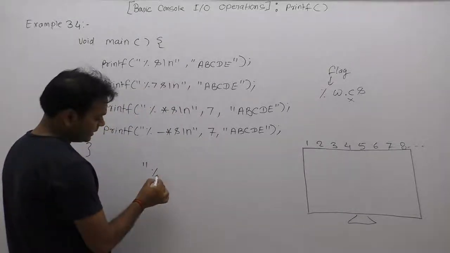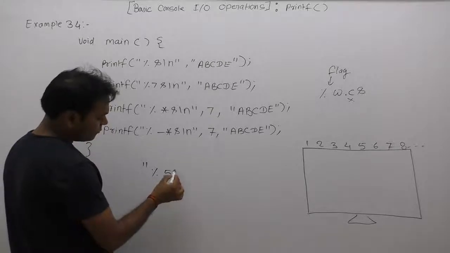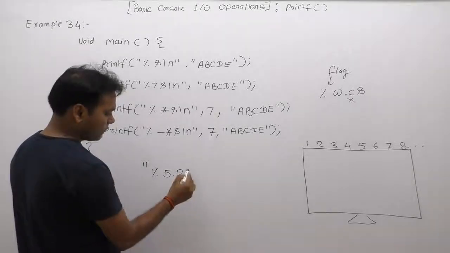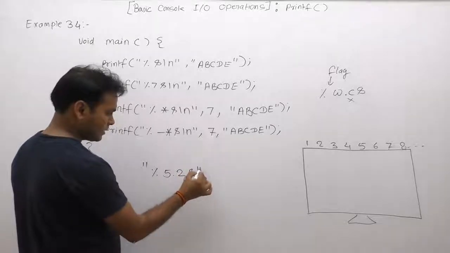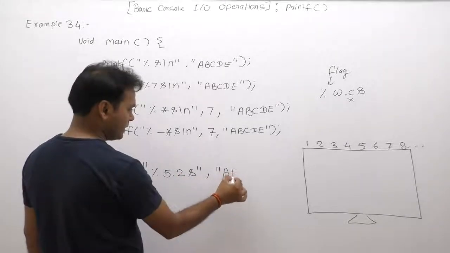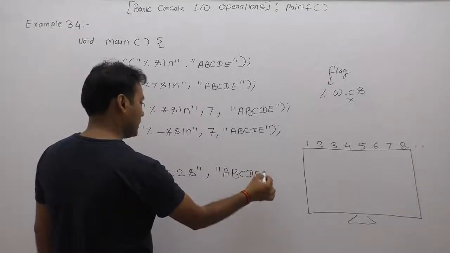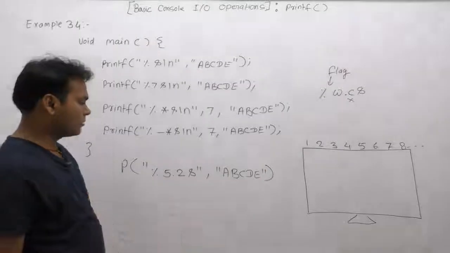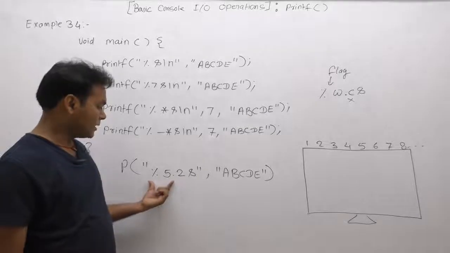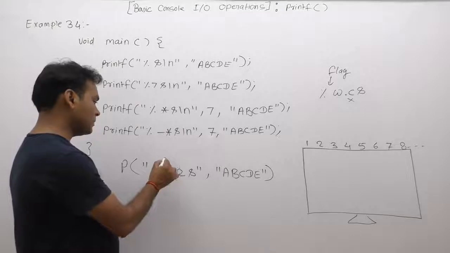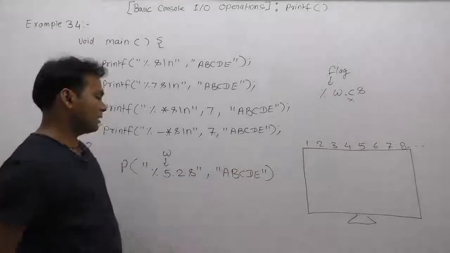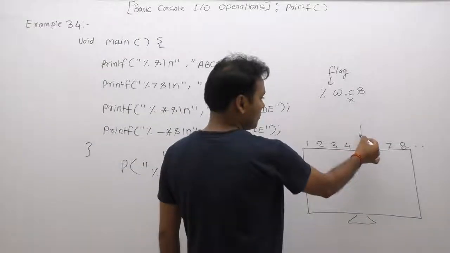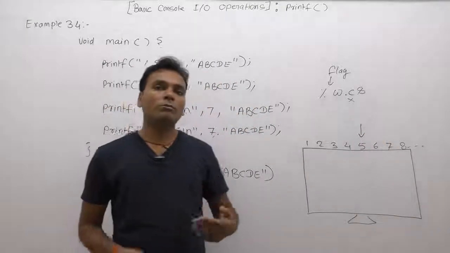What is the working, or what is the meaning? Let's take an example: %5.2s with some string a b c d e along with printf. Assume this string we are supplying with the help of the printf function. What is the output message by using this format string %5.2s? In that case, 5 is a width specifier. How many bits are supplied here? There are 5 bits. Therefore, the given string is displayed in the form of 5 bits.